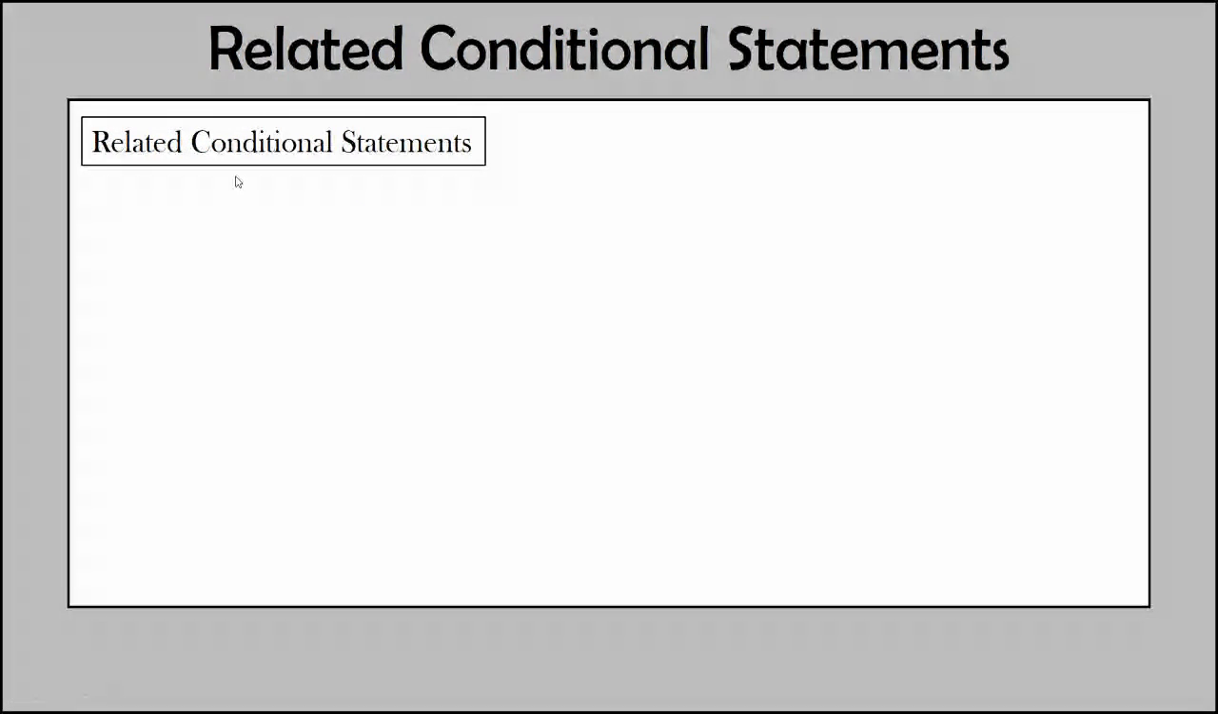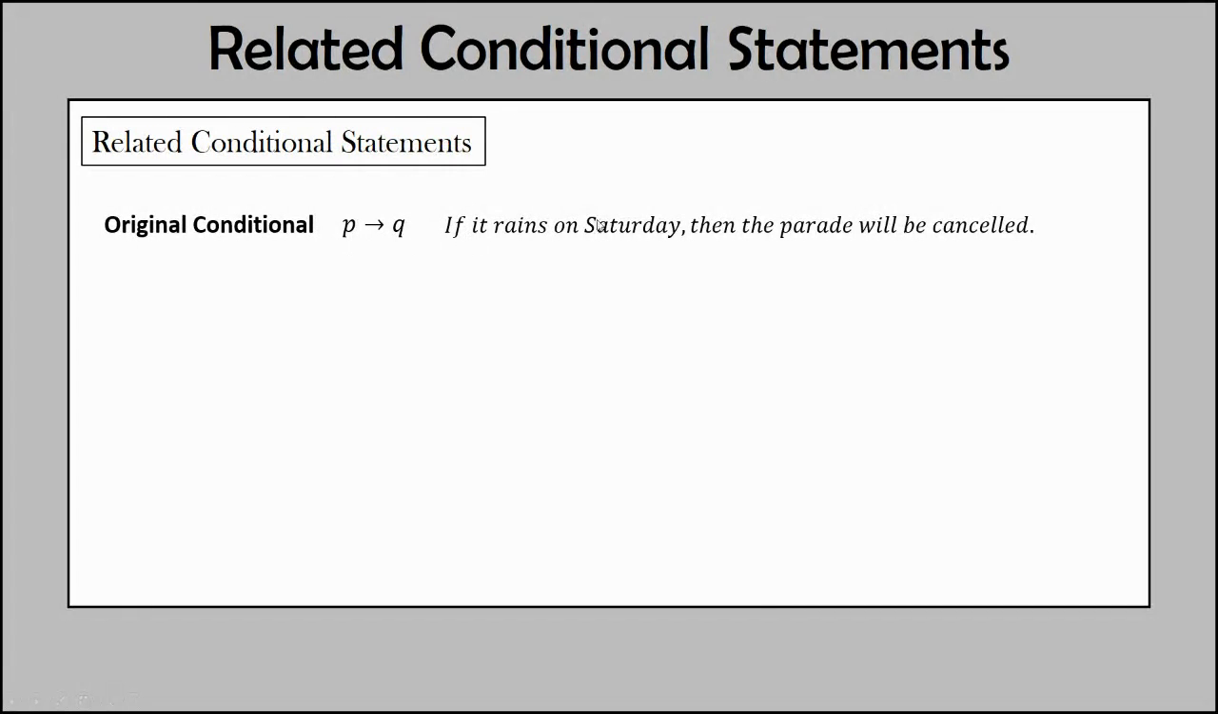The related conditional statement concept is taking the original conditional statement. In this case, we had P implies Q, which was: if it rains Saturday, then the parade is canceled. And we look at rearranging P and Q and negating P and Q in different ways to create other conditional statements. To find the converse of a conditional statement, we interchange the hypothesis and conclusion. So rather than P implies Q, we're going to say Q implies P. So if the parade is canceled, then it rains on Saturday.